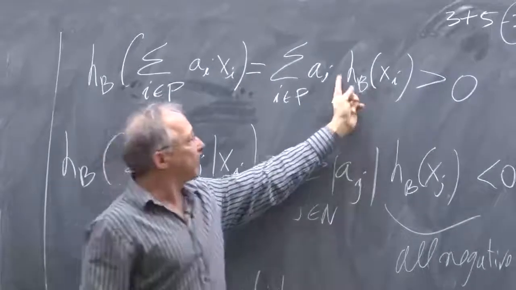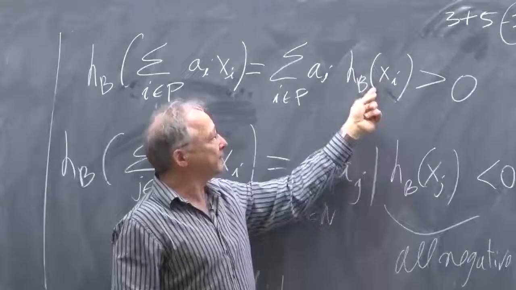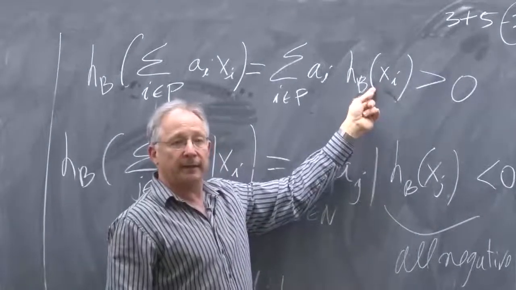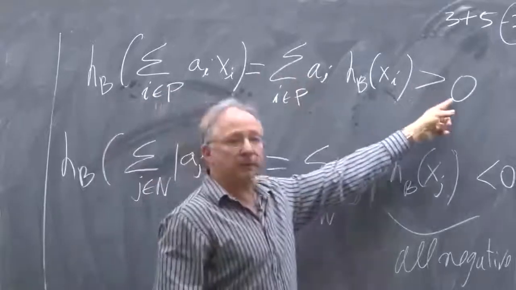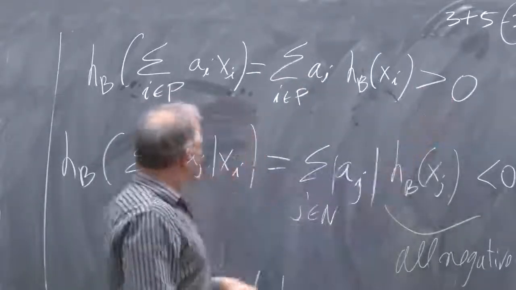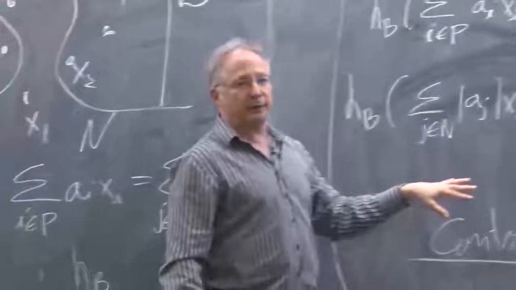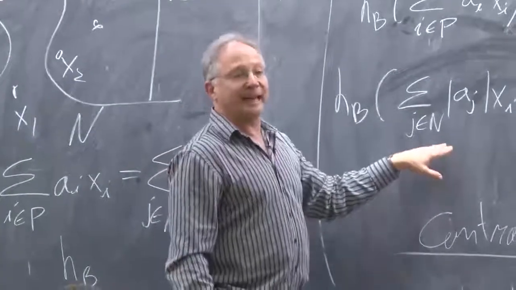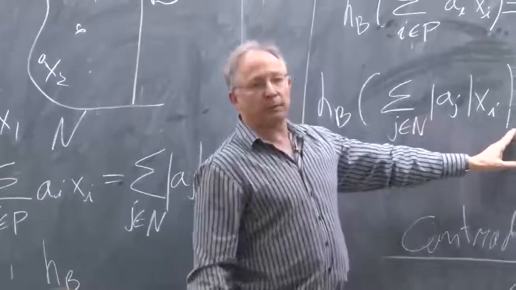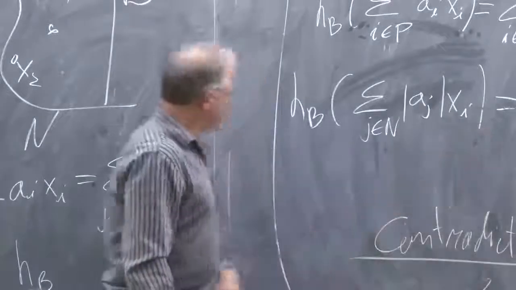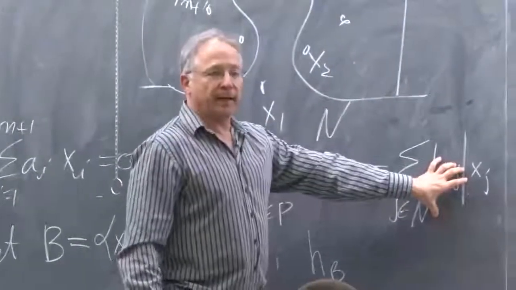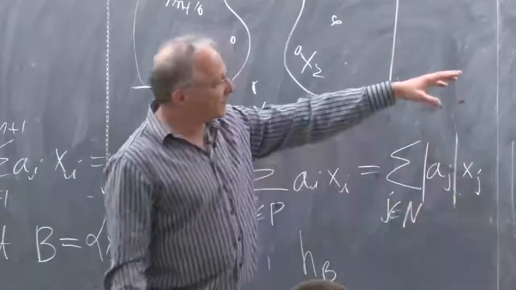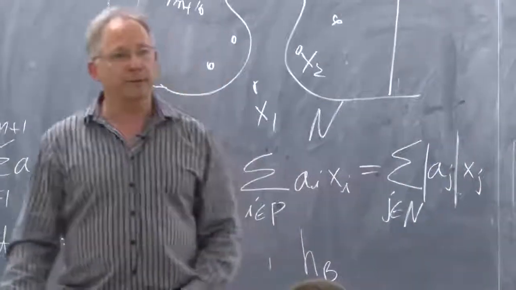And the assumption that HB gives me a positive sign for each xi in this set. So it's a sum of positive numbers. It should be positive. And I assume that HB gives me negative for every point outside B. And here I'm summing over the points outside B. And since this is equal to this, I have to get the same result. So it can't be both negative and positive.